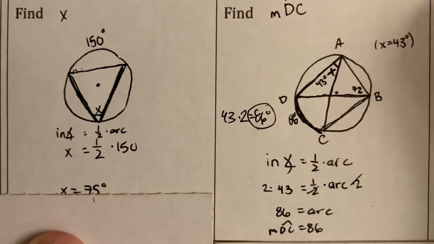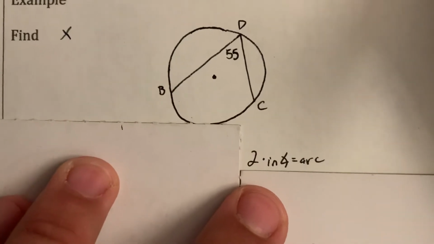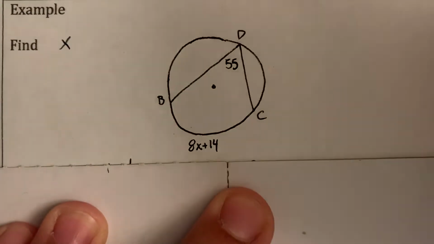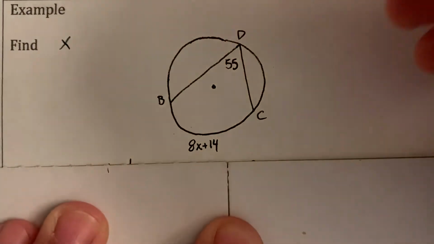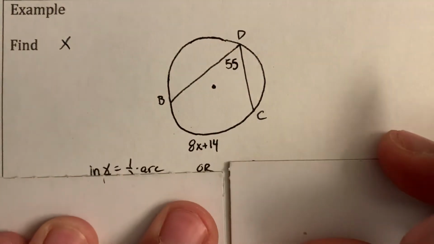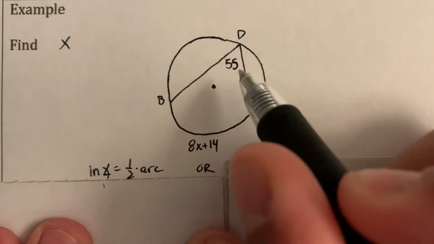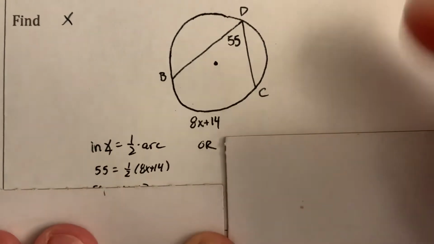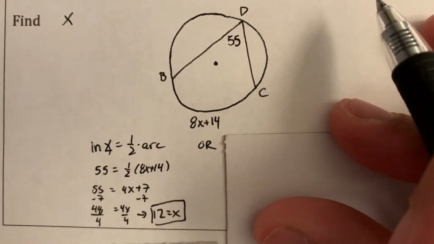Both of these work. Okay, and you should be able to apply these to problems where we have variables. So we have an inscribed angle, we have the arc. The one relationship that we can use here is that this is half of that. So this is when it becomes a little easier just to use the equation. The inscribed angle is half the arc, so you get the inscribed angle 55 equals 1/2 times 8x plus 14, and then you go ahead and solve.